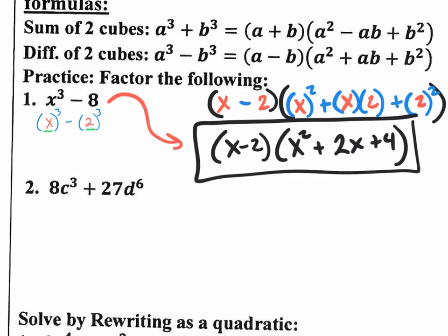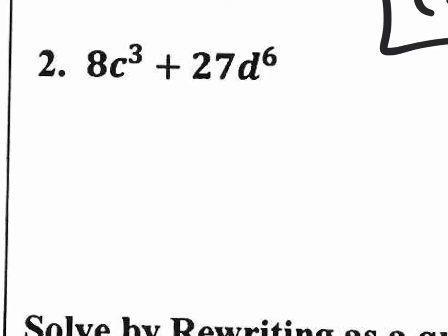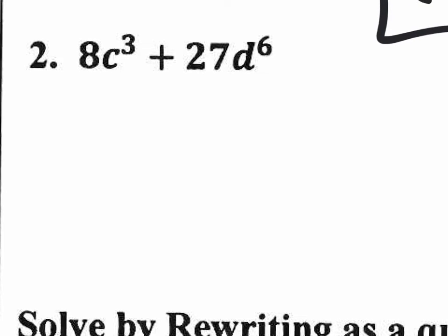Let's take a look at number 2. I'm thinking I'm going to apply what formula? The sum of two cubes formula, right? Now, I need to first, because of the plus, identify my A and my B, so I need to make sure that I could actually write it like this. If I cannot write it like this, then I can't really use a formula. So what value in here, when I multiply it with itself 3 times, will give me 8c cubed? 2c. What value in here, when I multiply it with itself 3 times, will give me 27d to the 6th?